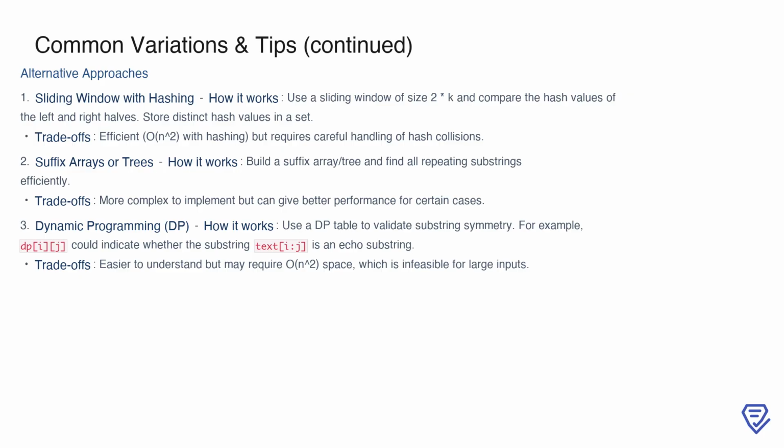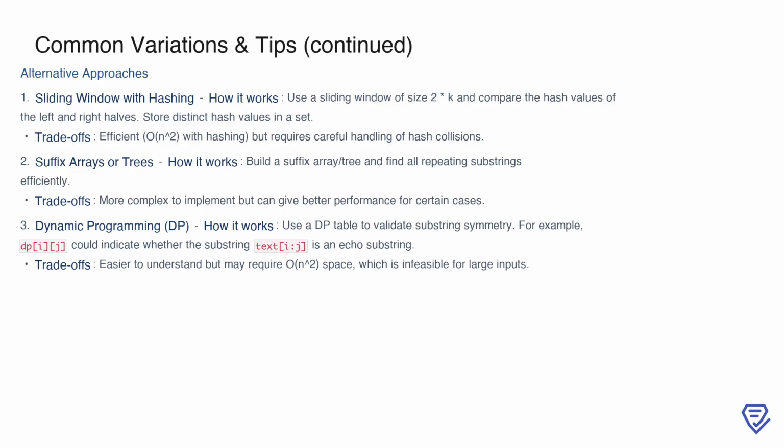One effective method is sliding window with hashing. Here, you use a sliding window of size 2k to compare the hash values of the left and right halves of the substring. By storing distinct hash values in a set, you can ensure duplicates are avoided. This approach is efficient with a time complexity of O(n squared) when hashing is used, but you need to account for potential hash collisions carefully. Another powerful technique involves suffix arrays or suffix trees. These structures allow you to efficiently identify repeating substrings, though they can be more complex to implement.